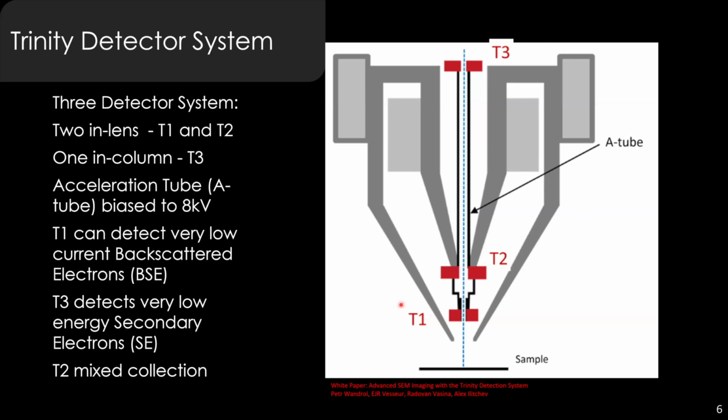So with the T1 detector, it's primarily a backscattered detector, and can detect very low current backscattered electrons. The T3, which is up much higher, detects very low energy secondary electrons. And the T2 does a mix of backscatter and secondary.